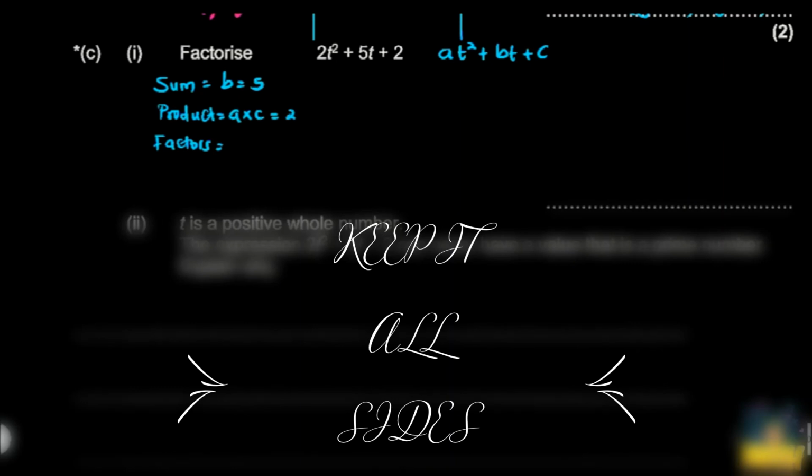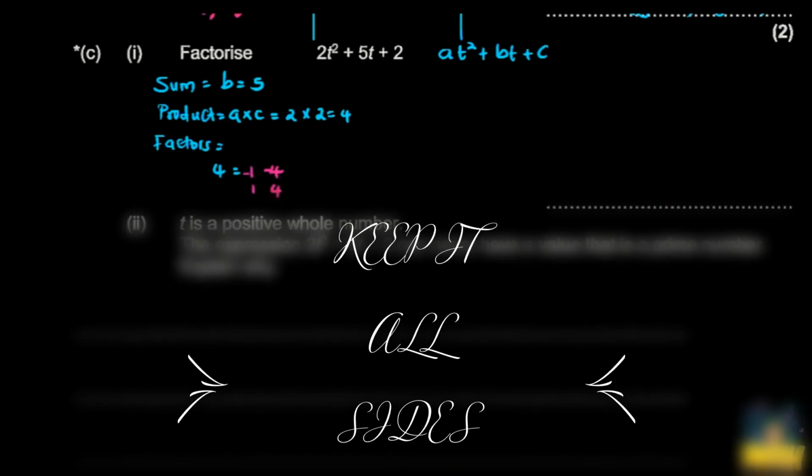So factorize this. We're going to use sum, product, and factors. Our a in this case is 2. So at squared plus bt plus c is the general form of that expression. So the b is 5, the a times c is 2 times 2, which is 4. So the factors are from the product, which is 4. So we have 1 and 4.